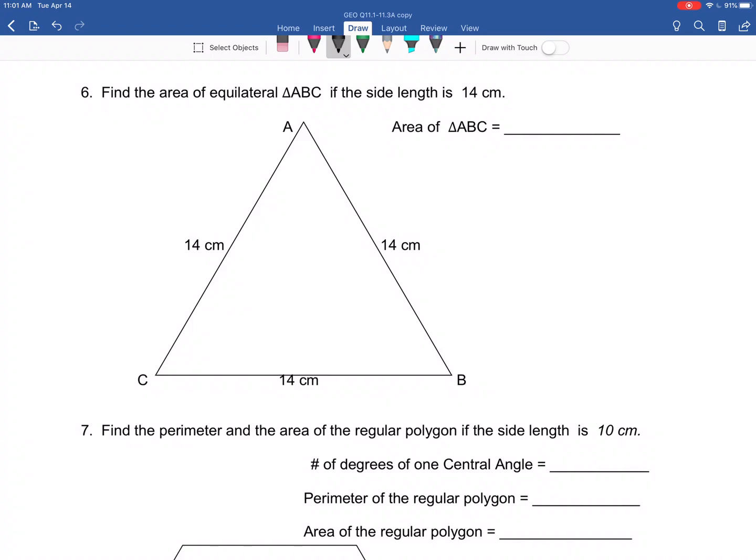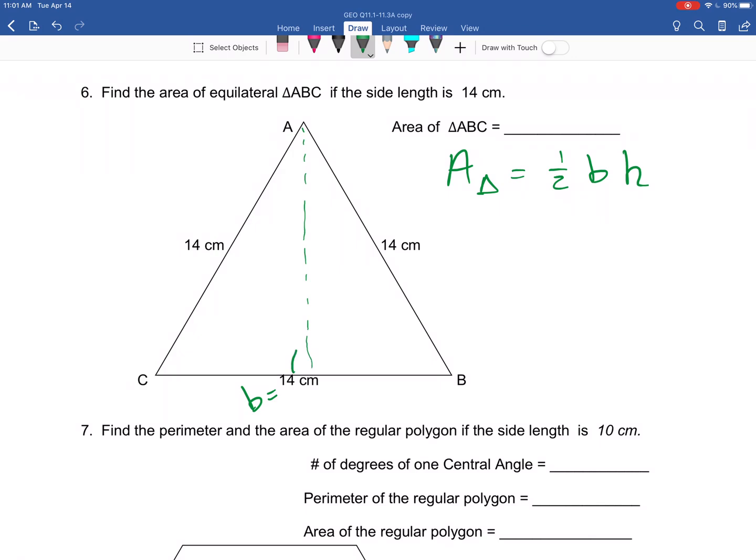This is part 2 of going over quiz 11.1, 11.3. Let's get to problem number 6. They just want the area of a triangle. The easiest way to do area of a triangle is 1/2 base times height. What do they already give us? Yeah, they give us the base. It's 14. What do we need? We need the height.